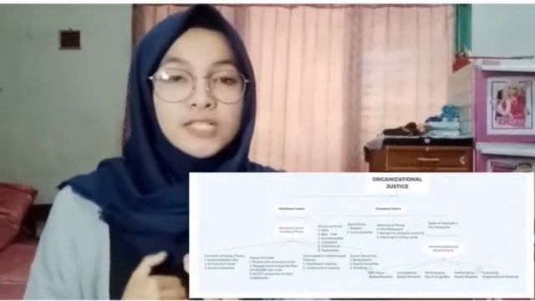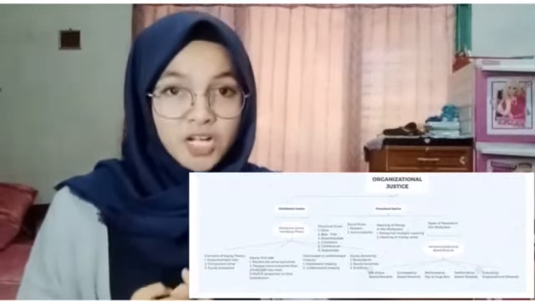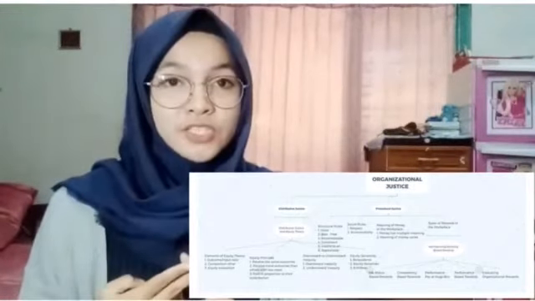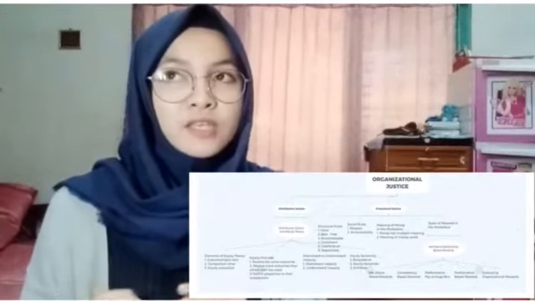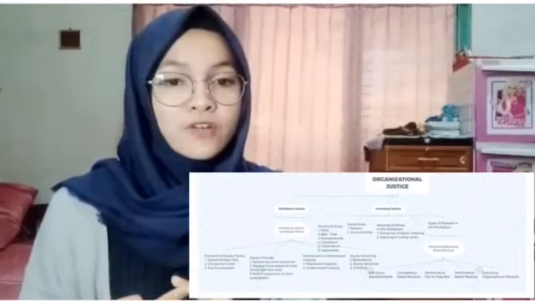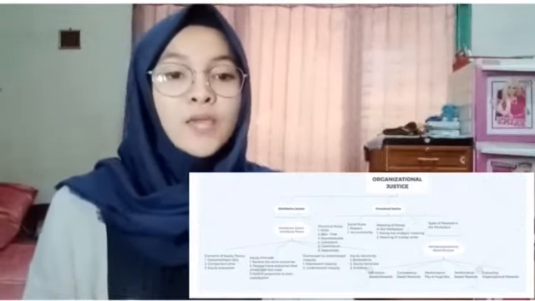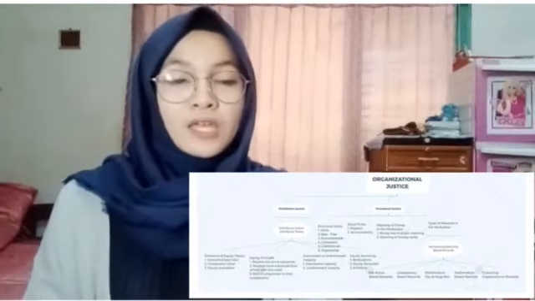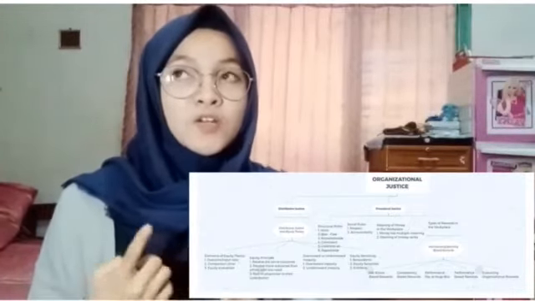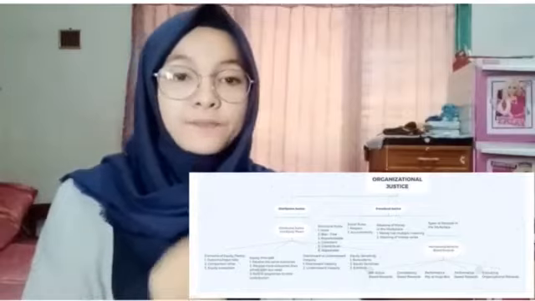Next is procedural justice, that is structural rules and social rules. Structural rules are voice, bias-free, knowledgeable, consistent, listen to all, and available. And social rules mean respect and accountability.